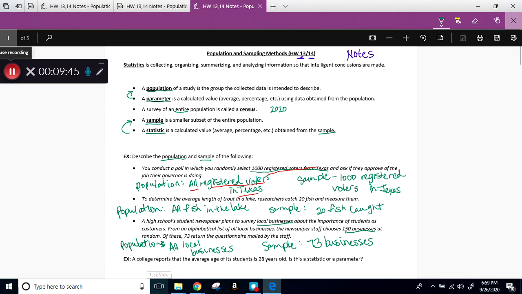So let's say there were 1,000 local businesses. I don't know how many there were. Out of those, they choose 150 at random to send surveys to. Out of the 150, only 73 got back to them, but that's what they'll use as their sample. They're going to use that information. They didn't get information from the rest of the 150, so they're not part of the sample, just the 73.